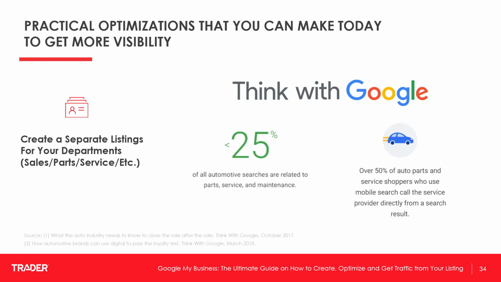I have a dealer that has a car wash, and we created a separate listing for their car wash. All of these should have separate Google My Business listings. And if you look at some of the data I have here from Think with Google, 25% of all automotive searches are about parts and service, and over 50% of auto parts and service shoppers who use mobile call the service provider directly from search, so they never get to your website.